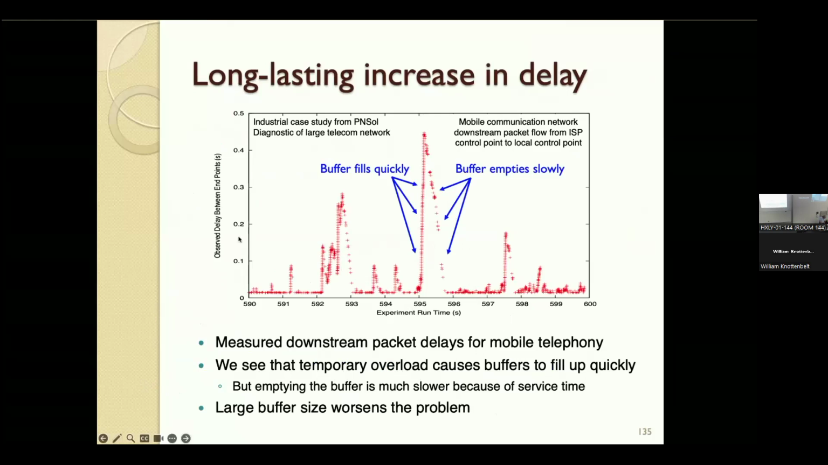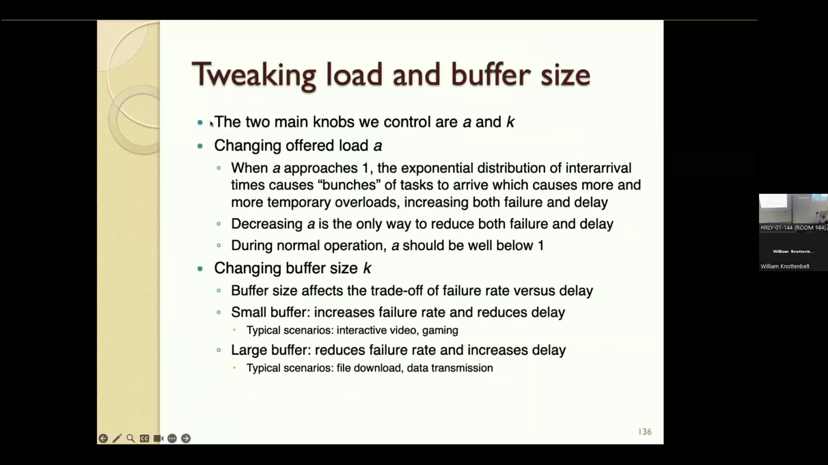But that's not all, okay? We can say more. So first of all, how can we tweak this? Can we help by, we have these two knobs, okay? So of course, the offered load A. As I said, when it's approaching 1, you have bunches of tasks. So once you get close to 1, it's over, your system is overloaded.